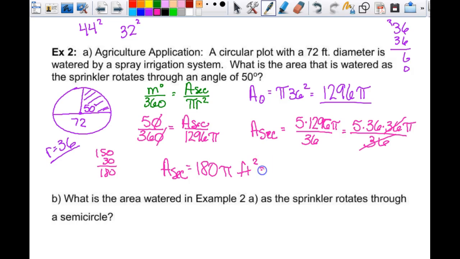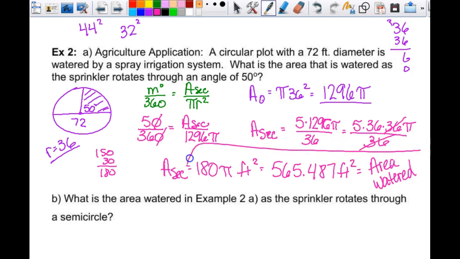Okay, so the decimal, I'm just going to give it to you. It is 565.487 feet squared, and so I have that labeled as the area of the sector. Did they say find the area of the sector? No, they said what area is watered. So this is the area watered. It's fine that this is still part of it, but you got to make sure you actually label it correctly. Okay, we all good? Any questions?